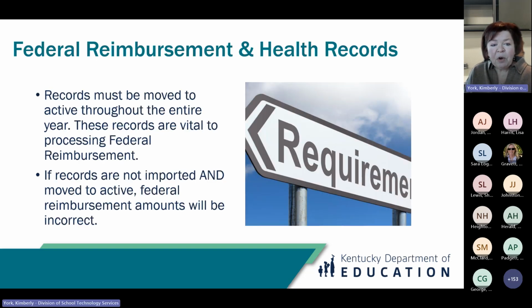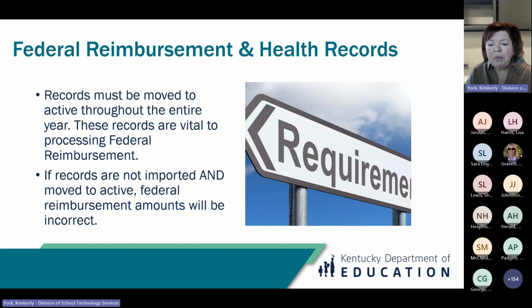So just a little bit about federal reimbursement and health records. Records must be moved to active throughout the entire year. These records are vital to processing federal reimbursement. If records are not imported and moved to active, federal reimbursement amounts will be incorrect.